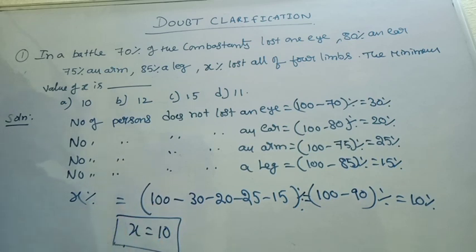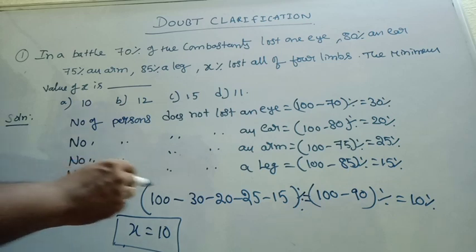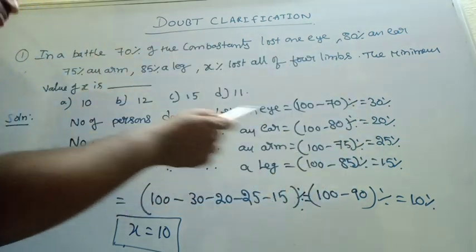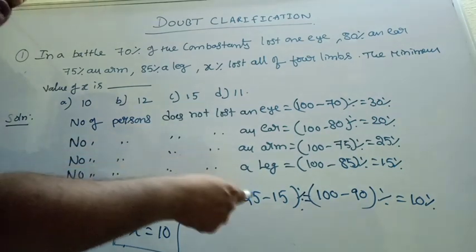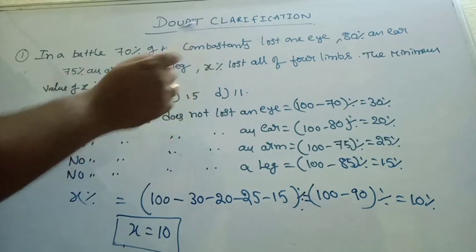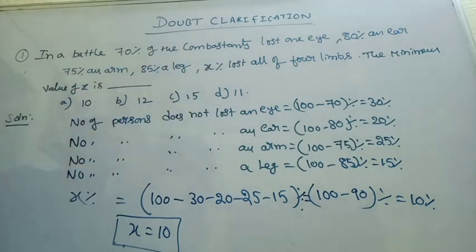See how beautifully we have got it, my dear students. In this particular problem, these percentages give you those who did not lose. From the lost we subtract those who did not lose. That will give you the percentage who lost all the four limbs. That means 100 minus 90, that equals 10%. X is equal to 10 is the minimum value you are getting for this particular problem.